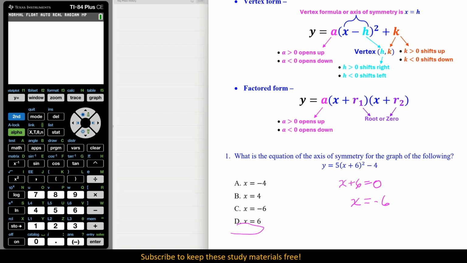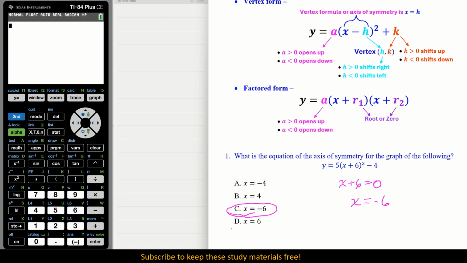Okay, that was a fail. Oh, and that will give us option C. Now, let's say you don't quite remember how to get it, but you do remember what the axis of symmetry is. Well, let's graph it and see if we can figure that out.